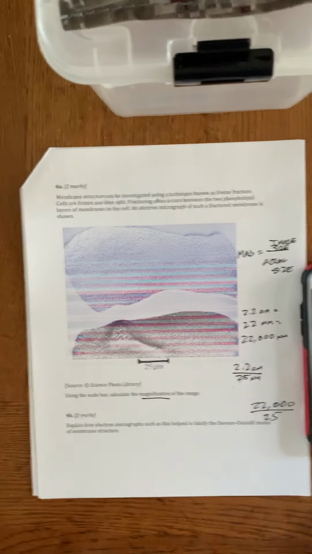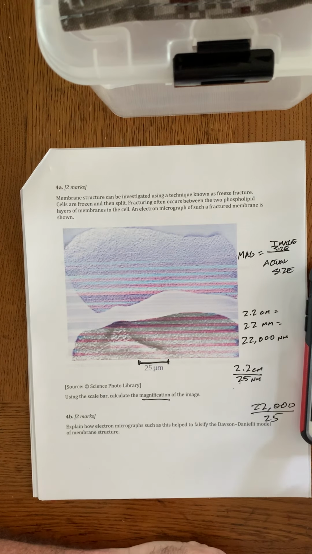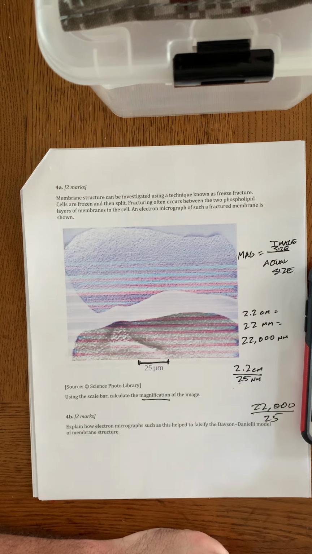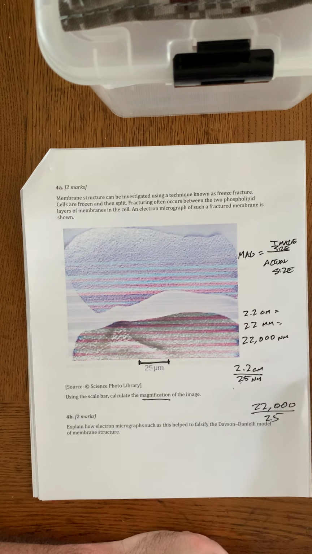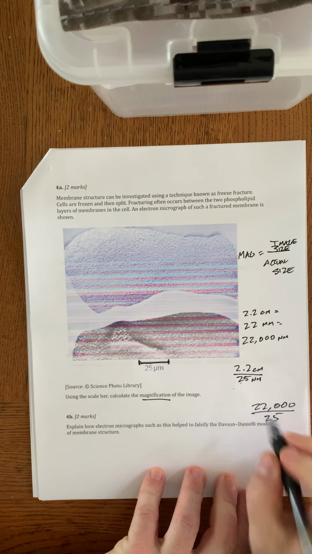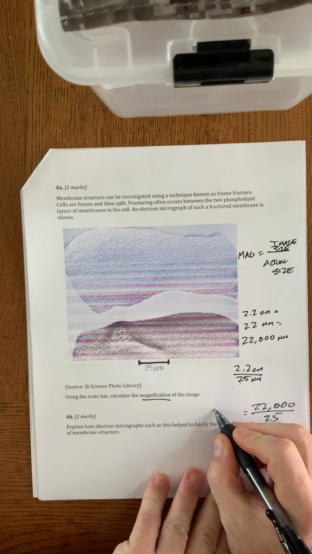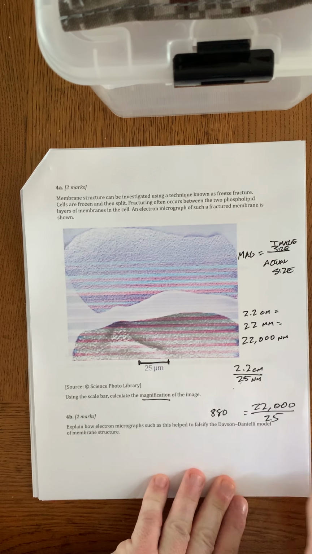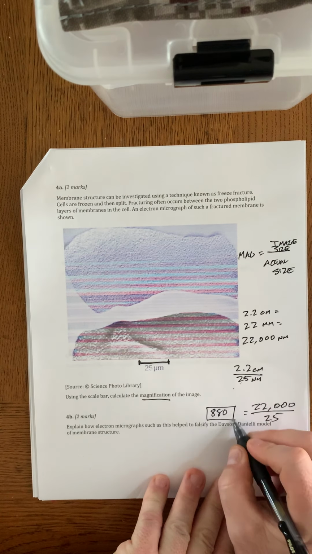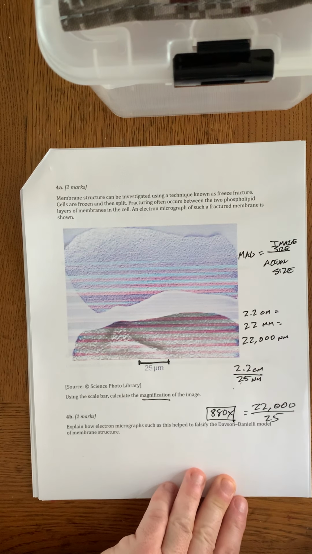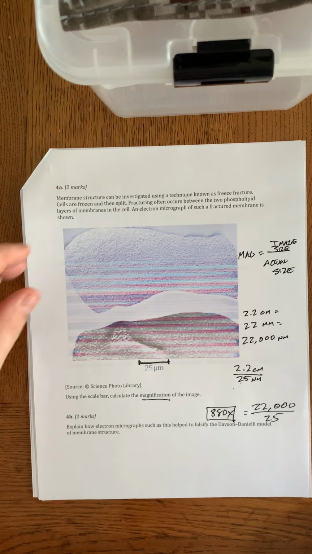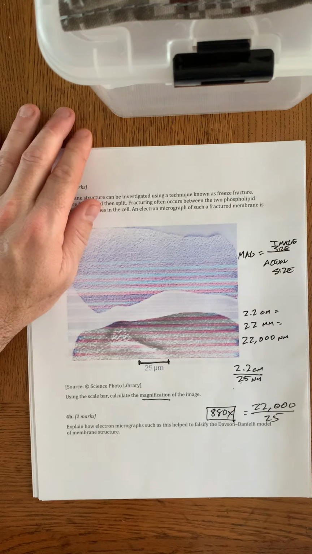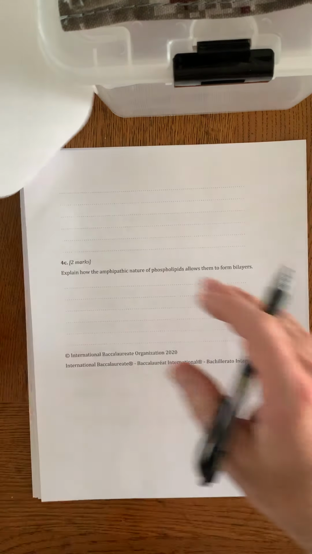Sorry about the pause. Let's see, 22,000 divided by 25 equals 880. So this would be my magnification. So we are 880 times, so almost 900. I'm sure they'll give you a bit of a range.